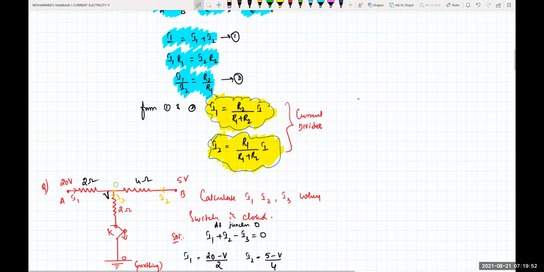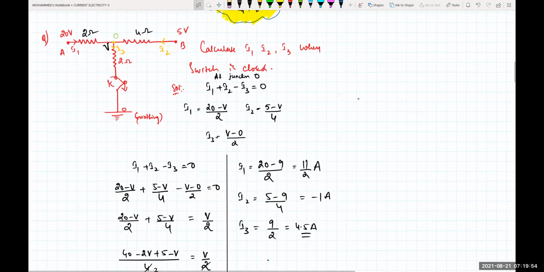Yes, sir. Sure. See this question, beta, everyone. We have a circuit given in the problem. Calculate I1, I2, I3 when the switch has been closed. This is a switch, K. K is nothing but a switch. Initially that is open, but when you close it, what will be happening? So that will be the condition.